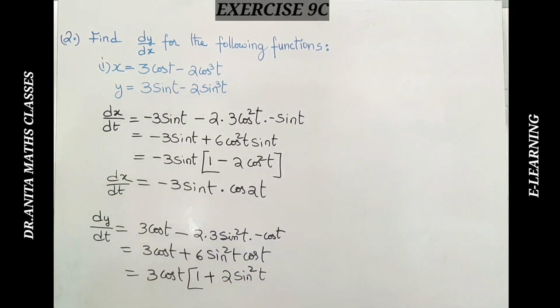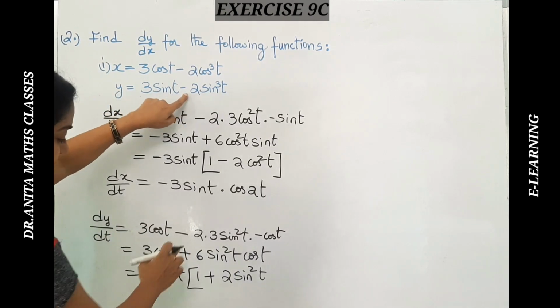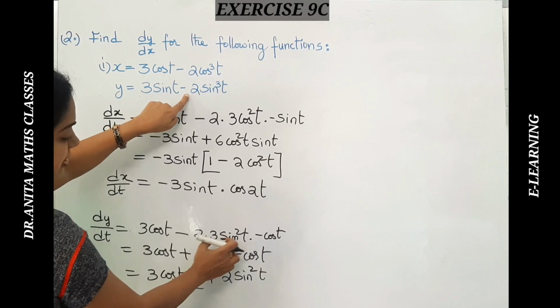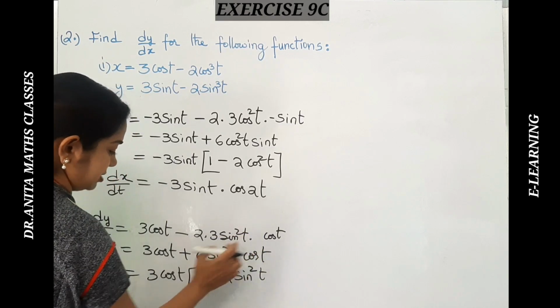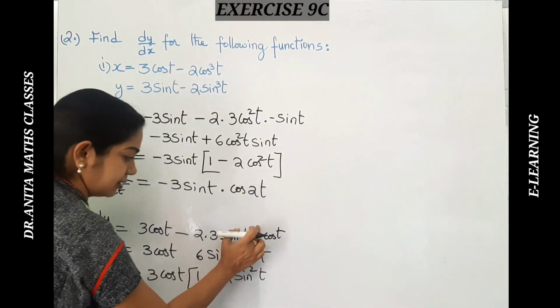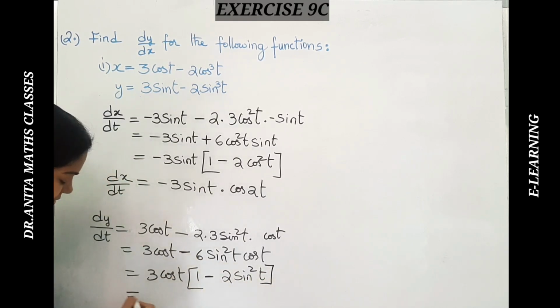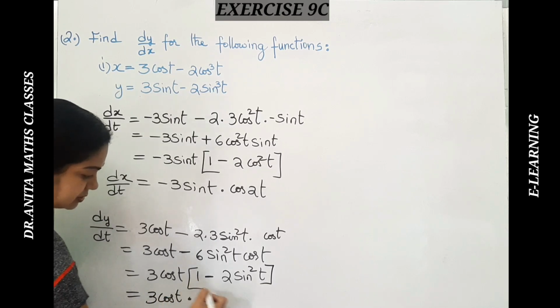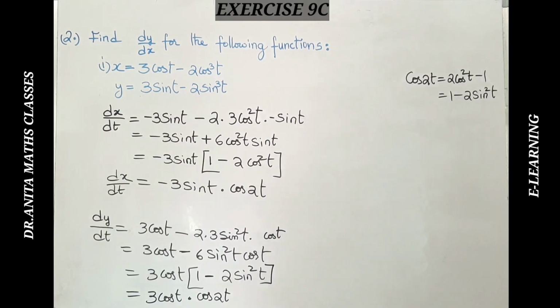But let me check here, 3 here, 3 here, and the derivative of sin t is minus cos t, isn't it? No, it is just cos t, we know that. Minus 2 into 3 sin square t. Again the derivative of sin t is not minus, just plus, right? That is the mistake we have made. So this comes to minus, right? So here 3 cos t, and this forms the cos 2t formula in terms of sine.